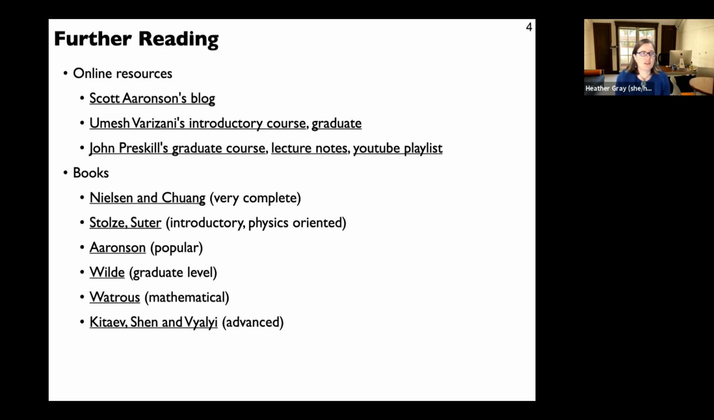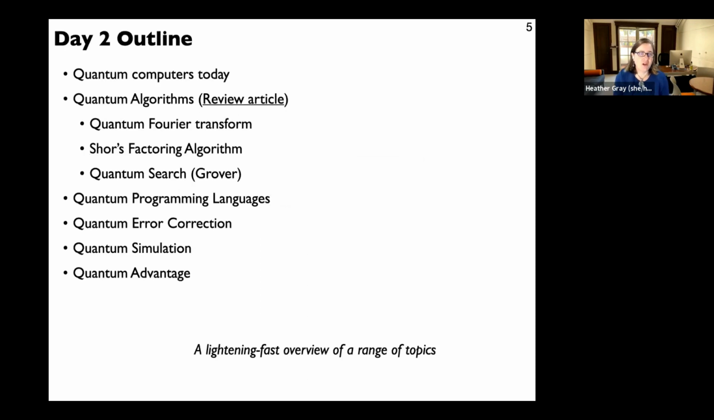There are two categories. There are a bunch of online resources, and then there are also some books. And I've tried to include books at various different levels. So depending on what you're after, if you're after some light reading for the evening, or if you want to take a course in quantum computation, hopefully there's one that would really serve that need for you. So after that, let's move on to today.